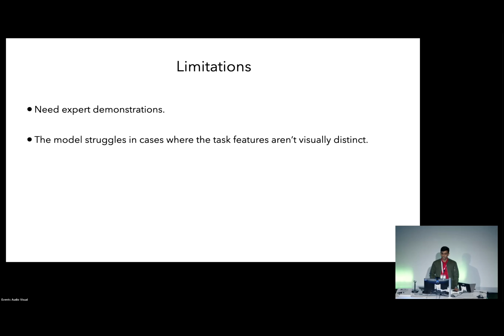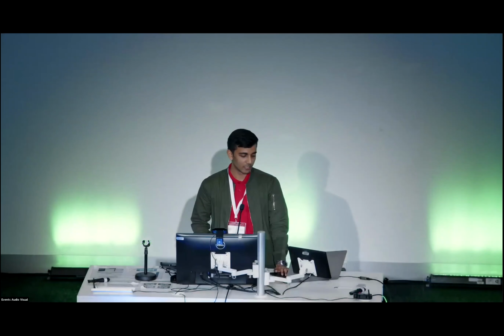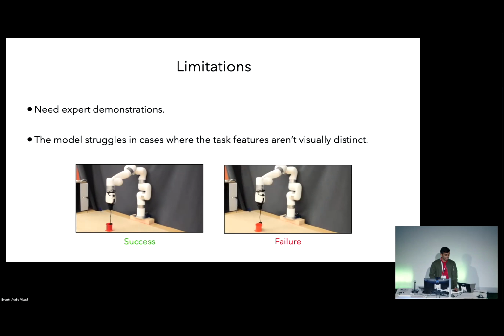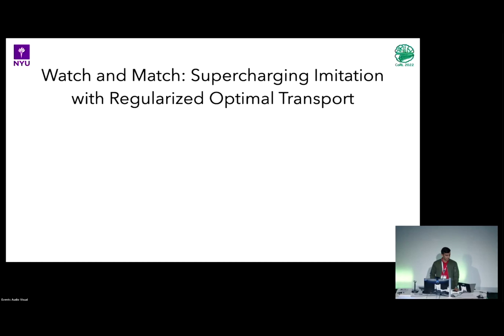Another problem is that our model struggles when the task features aren't visually distinct. Let's understand this through an example. Consider the task of placing the peg in a cup. This is an expert demonstration where the robot arm places the peg inside the cup. And this is a failure mode from a learned policy where the peg is placed behind the cup. As you can see, these two frames look pretty similar, and it's difficult for the model to tell them apart. However, it must be noted that in our work, all the policies are trained from scratch, and maybe using some pre-training approach on the representation learning side can help alleviate this issue.